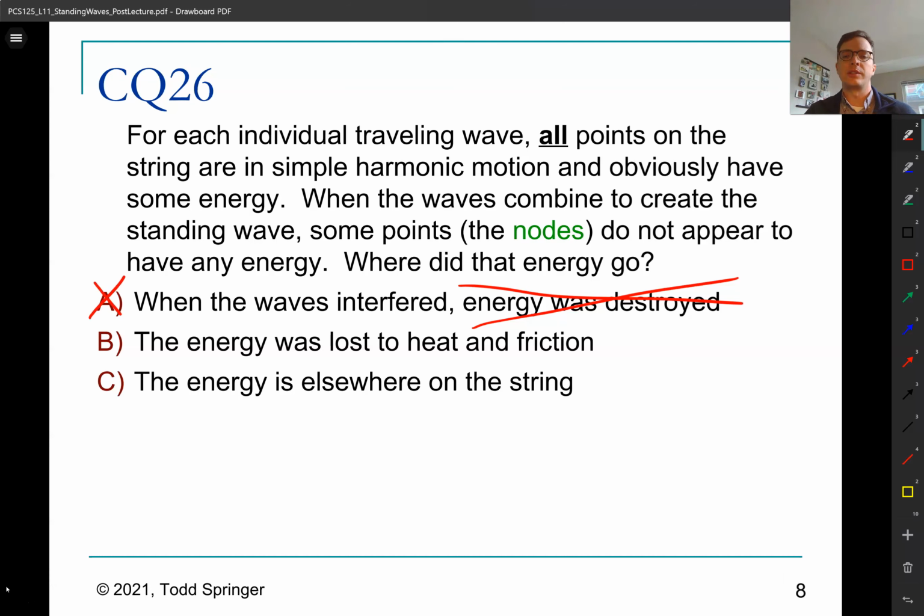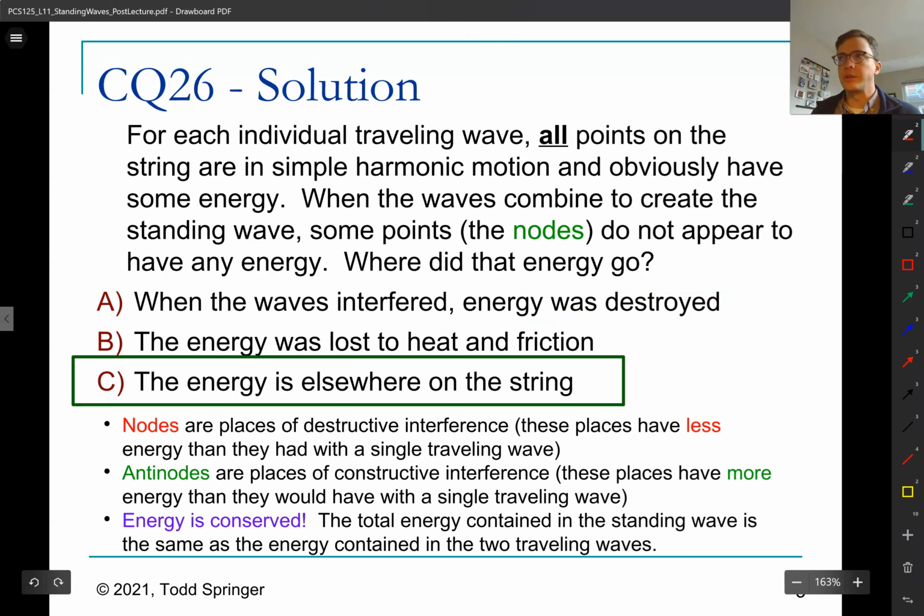And then, "energy was lost to heat and friction." Well, okay, maybe, but what if there was no air resistance? What if I oscillated the string in a perfect vacuum and everything was ideal? Then there would be no energy loss. So the only sensible choice is that energy has to be somewhere else on the string.